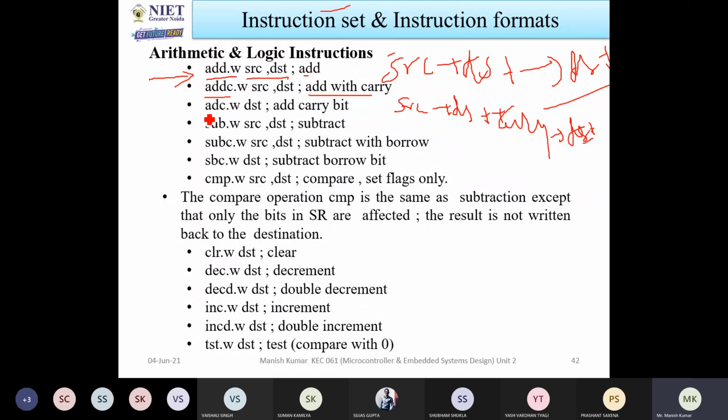And also adc.w DST, it means you can add only the carry bit. If a carry bit is generated, then you can add this bit in the destination register, and the result is also stored in the destination register. Okay, same way this T3 will be used for the addition. Now we are talking about the subtraction. Same way as add.w, we are using sub.w src dst.